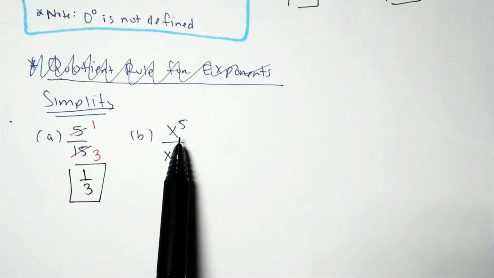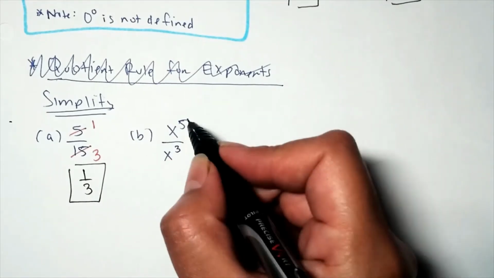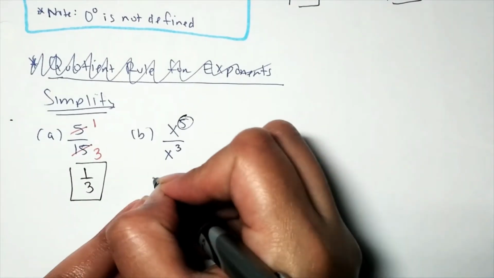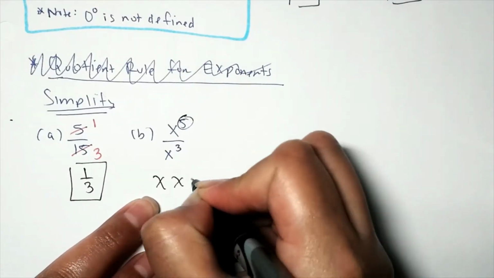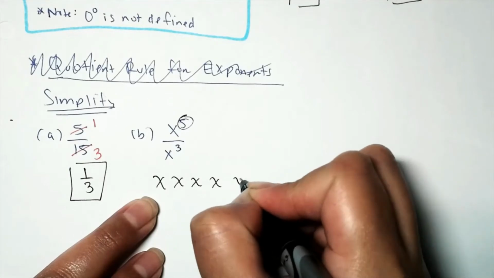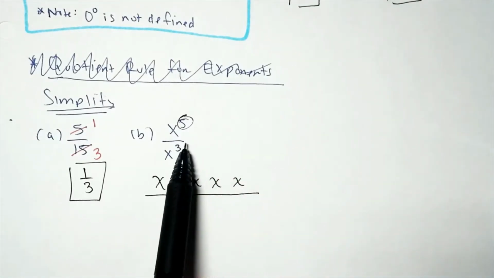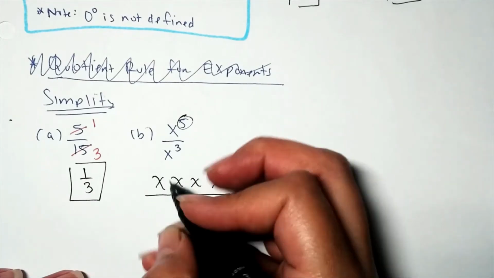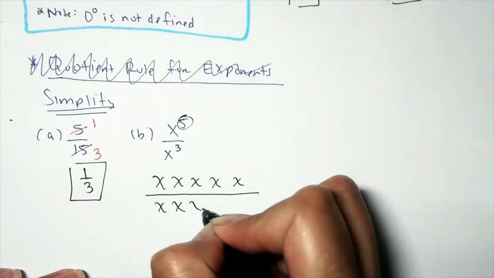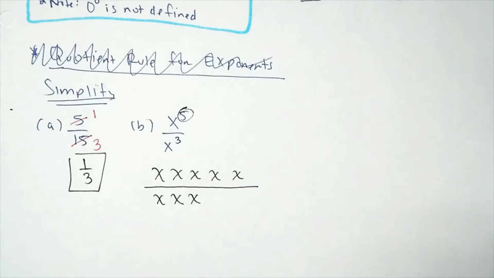So in the numerator, if we have x to the 5th, that means that we have 5 factors of x, or 5 factors of the base. So 1, 2, 3, 4, 5. What's going on with those 5 x's? We're dividing them by 3 factors of x. So 1, 2, 3. Okay, what are we gonna do now?